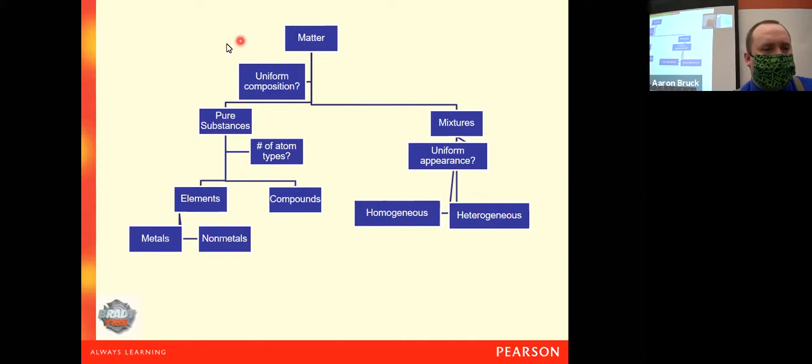But if it was pure, if it did have a uniform composition, let's say that it was just the alkyl dimethyl benzyl ammonium chloride, and that was all that was in this bottle, then we would say definitely, okay, this has a uniform composition. I go down here. How many types of atoms are there? Well, let's see. Bottle says that there are carbons, hydrogens, nitrogens, and chlorines. Okay, well, that's not one type of atom. That's multiple types of atoms. So I'm dealing with a compound there.